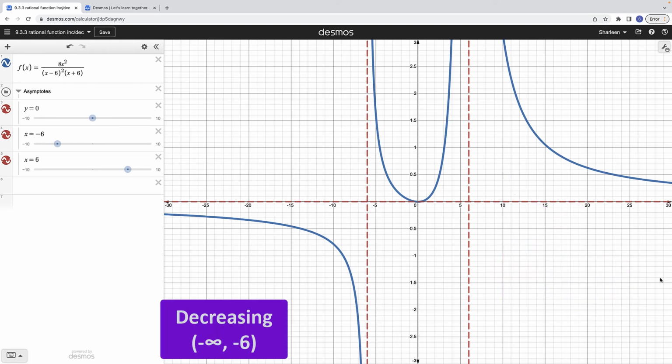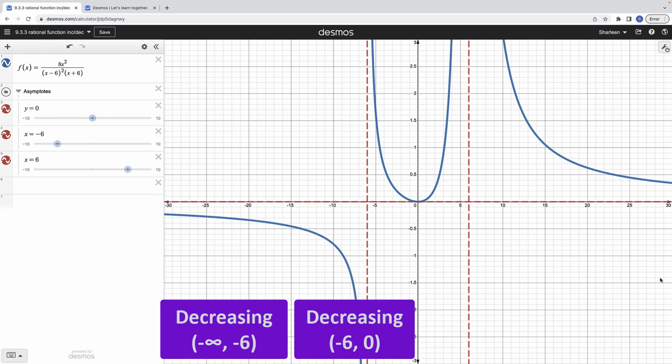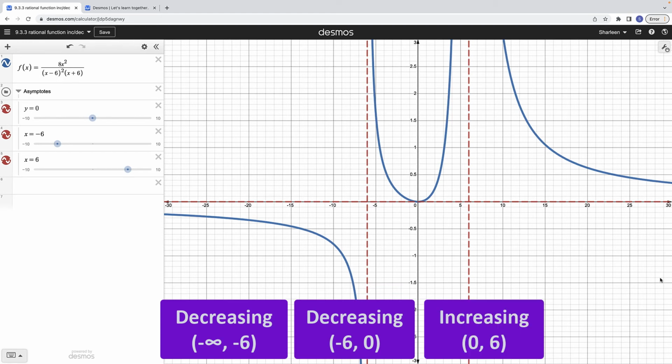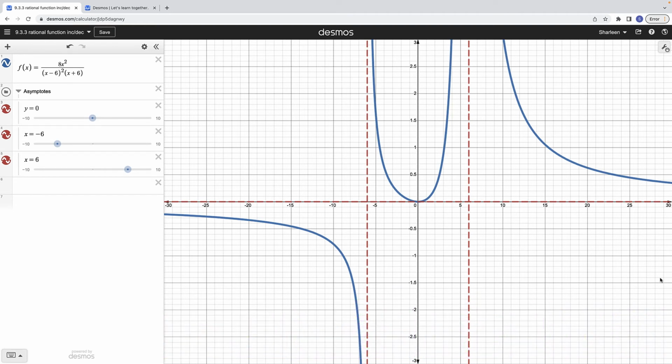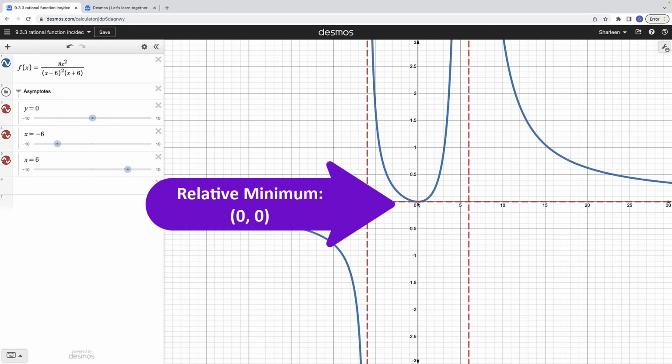So we're decreasing on the intervals from -infinity to -6, from -6 to 0. We're increasing from 0 to 6 and decreasing from 6 to infinity. Now let's find the coordinates of a relative extrema. For relative extrema, we're looking for where the graph changes from increasing to decreasing or decreasing to increasing. Really, you want to look for your mountaintops and valleys. Since we have a valley at this point, 0, 0, we change from decreasing to increasing. This is a relative minimum at 0, 0.